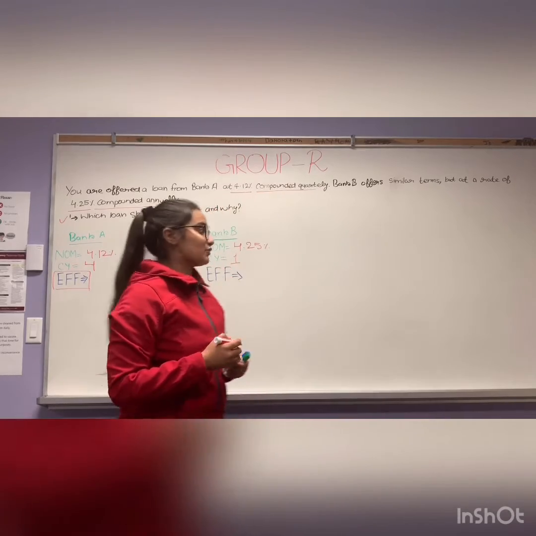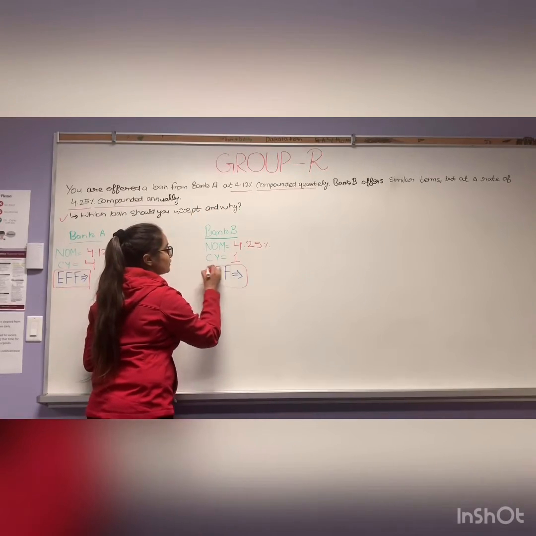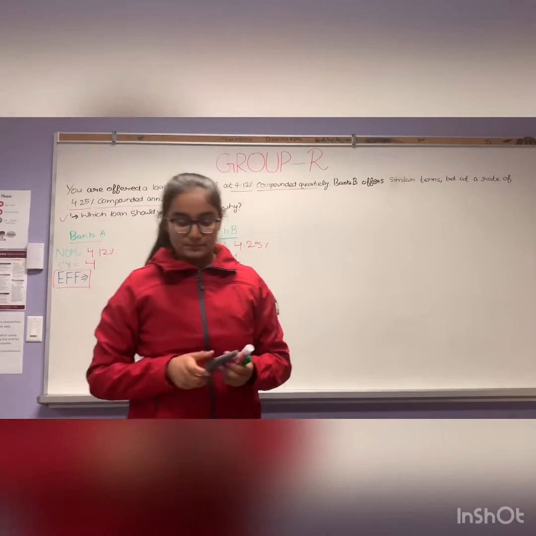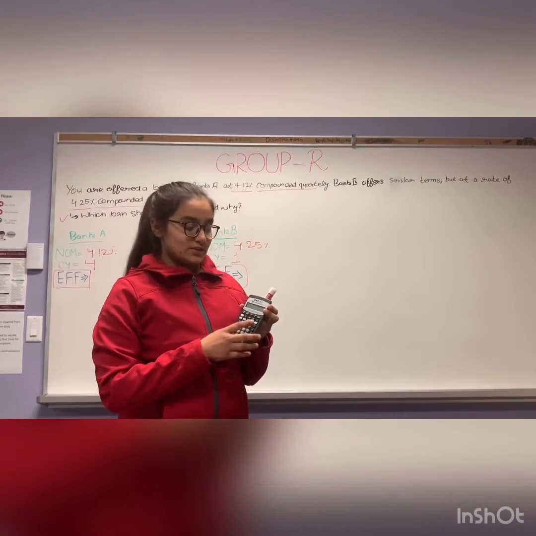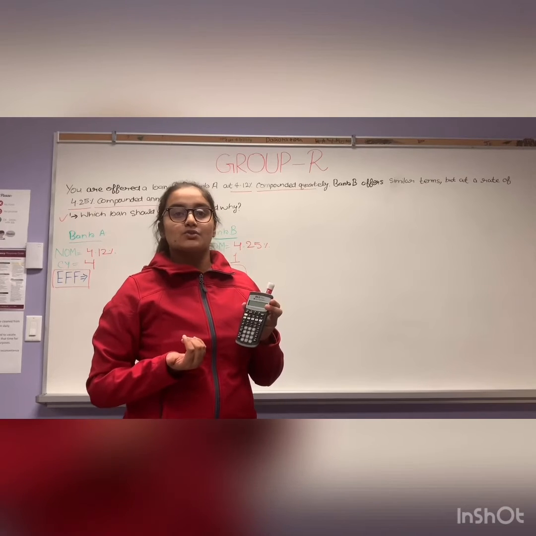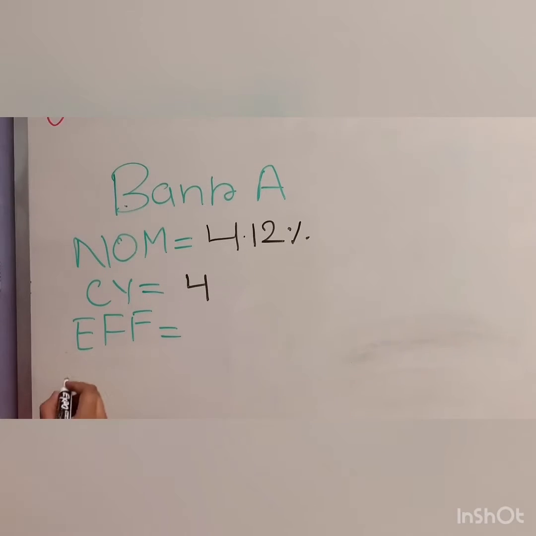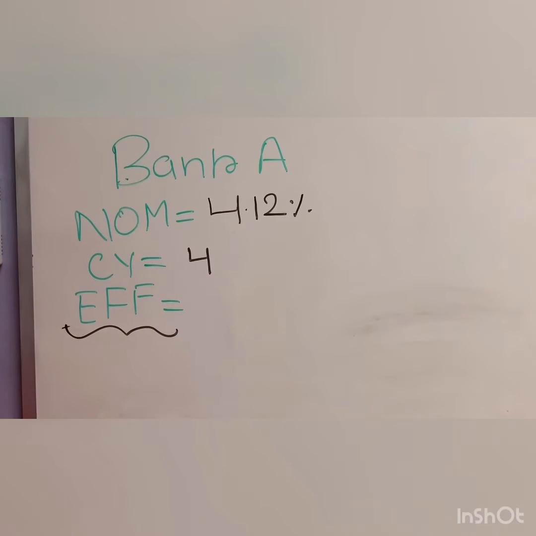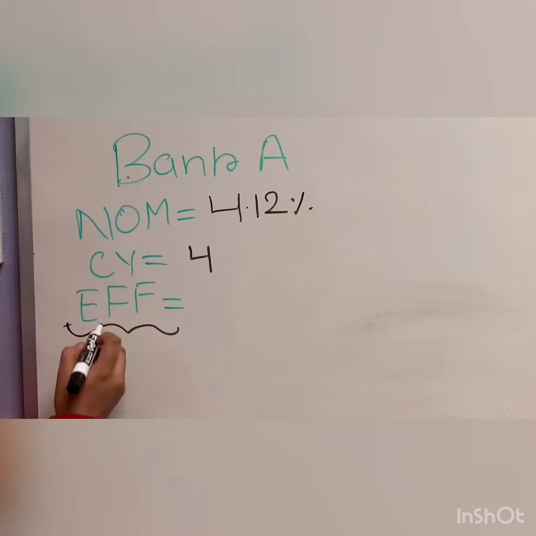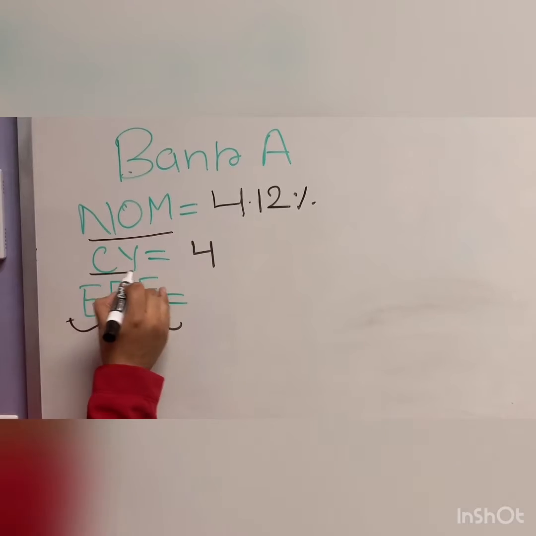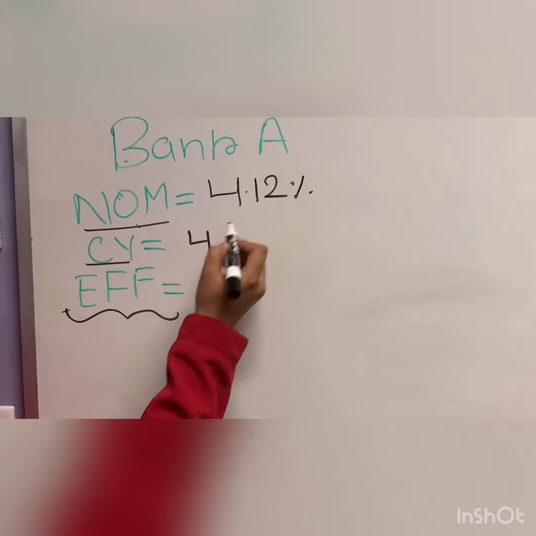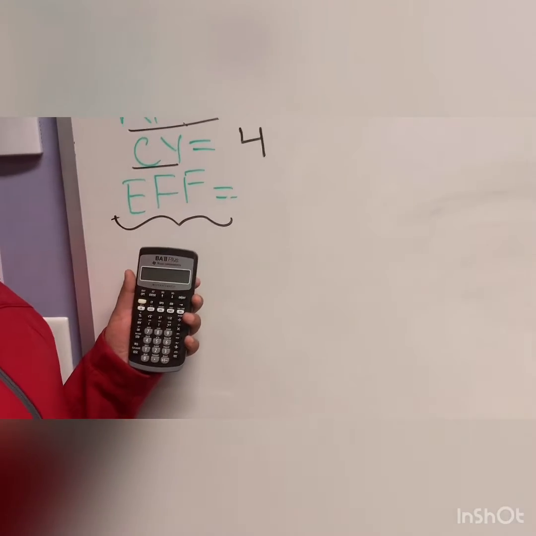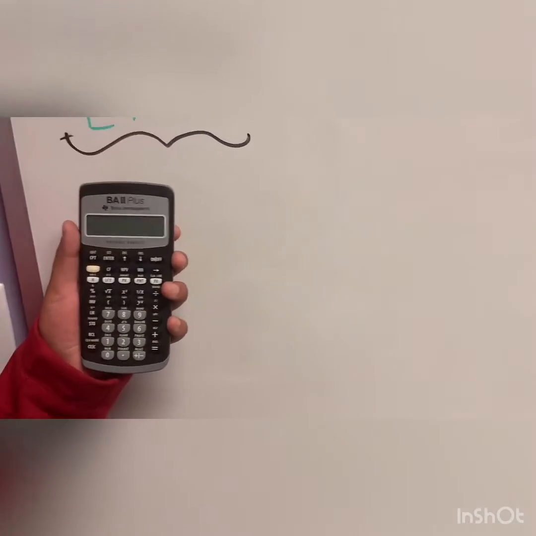So now I am going to solve the EFF for both on the BA2 Plus, which is a calculator which helps us to find EFF. So now we need to find EFF of bank A to have our final answer. To find EFF, we need NOM as well as CY. So the NOM is 4.12 and the CY is 4. So now I am using the BA2 Plus calculator for solving EFF.